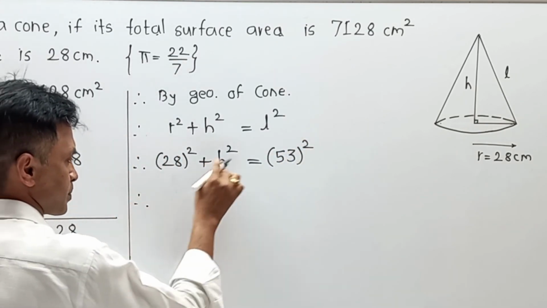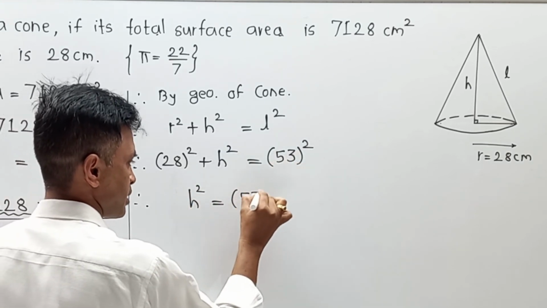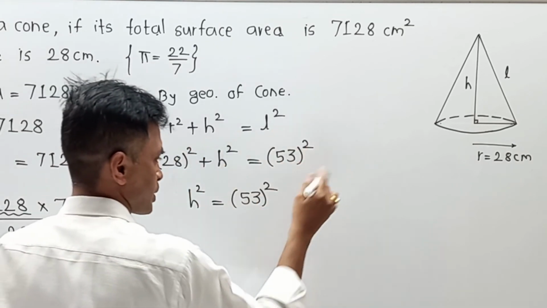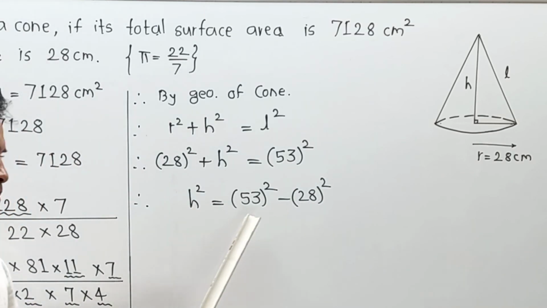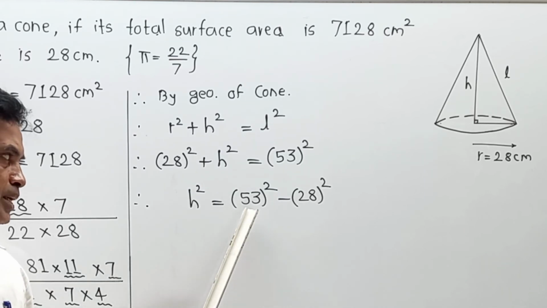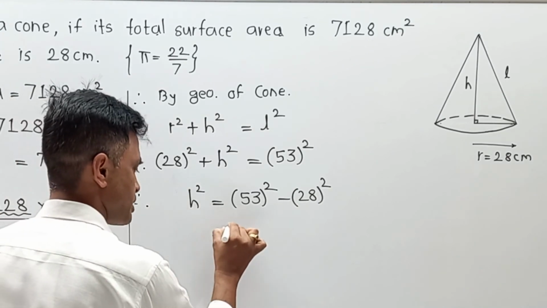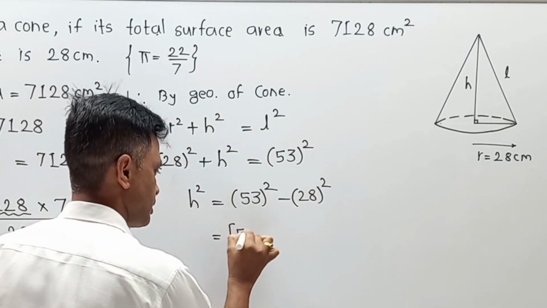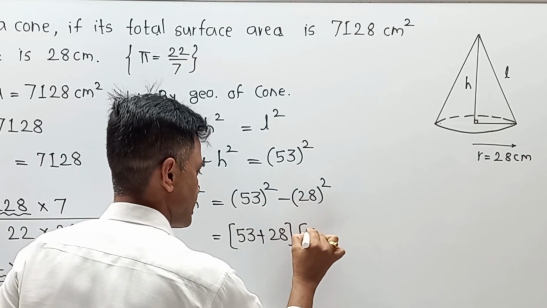Next step, simplification. h square is equal to 53 square, shifting 28 square over there becomes minus 28 square. Again student, we have some simplification technique here. Either you can do 53 square minus 28 square, simplify it and write the answer, or you can split this as a square minus b square, which splits into a plus b into a minus b. So a plus b means 53 plus 28, into second bracket 53 minus 28.